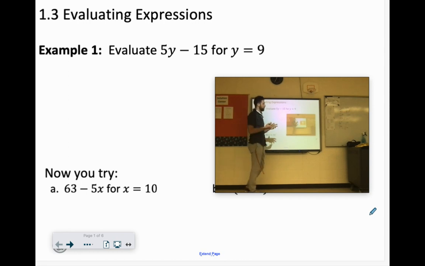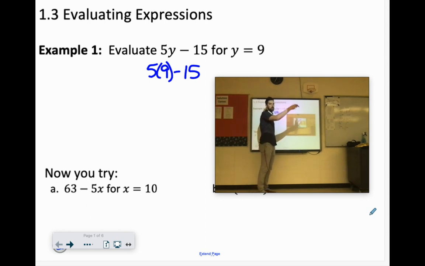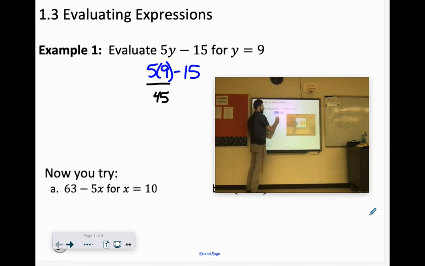Now when you substitute in values, it's very important to put them in parentheses. So here's how we're going to write it. 5 parentheses 9 minus 15. Because again, 5y means 5 times y. Then we do our order of operations. You do multiplication first. 5 times 9 is 45. And then we'll subtract 15 from that. 45 minus 15 is 30.